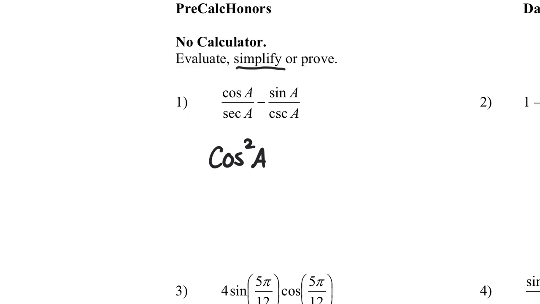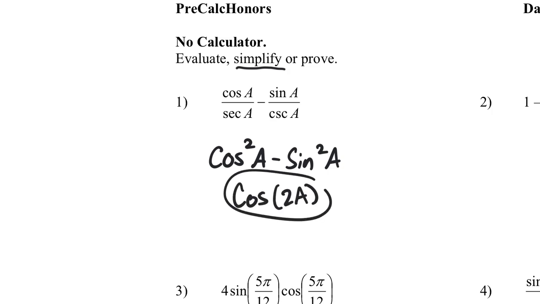And then doing the same thing with my other term, cosecant is the reciprocal of sine. And now I get sine squared A. Now that rings a bell to me. That is one of our cosine double angles. So we can simplify this down to cosine 2A. That's as simple as we can get. Let's look at another one.